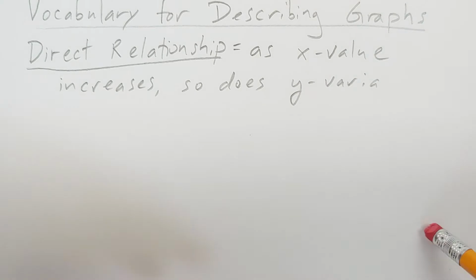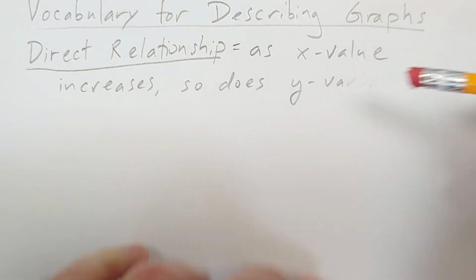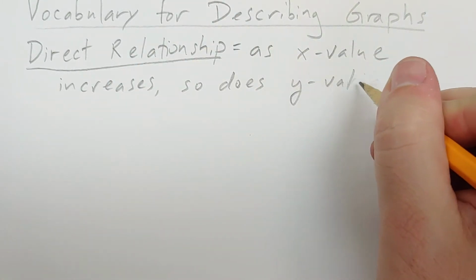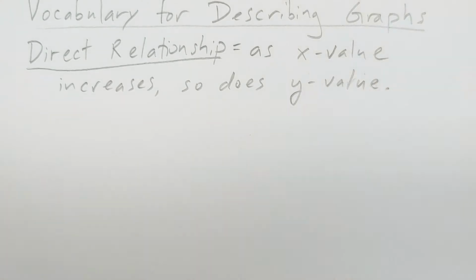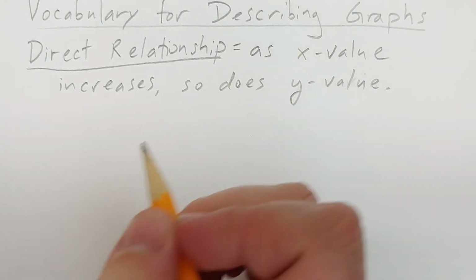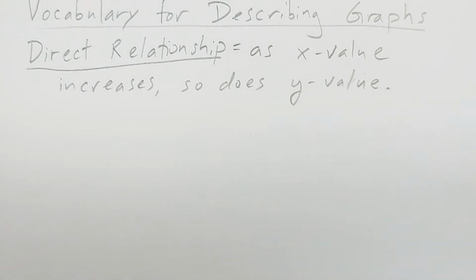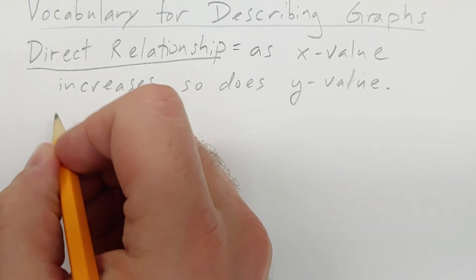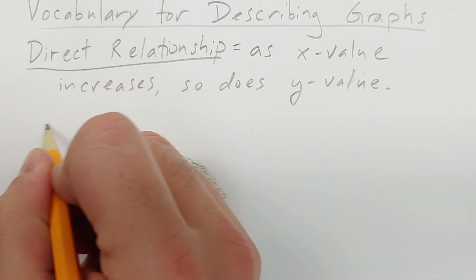And the opposite would be true as well. As the x value decreases, so does the y value. And so then what's the opposite of a direct relationship? What do we call a relationship where as the x value gets bigger, the y value gets smaller? That has two different names. Both of them are okay. We will use them interchangeably, and you're welcome to use either one or both. You just need to recognize that both of them mean the same thing.